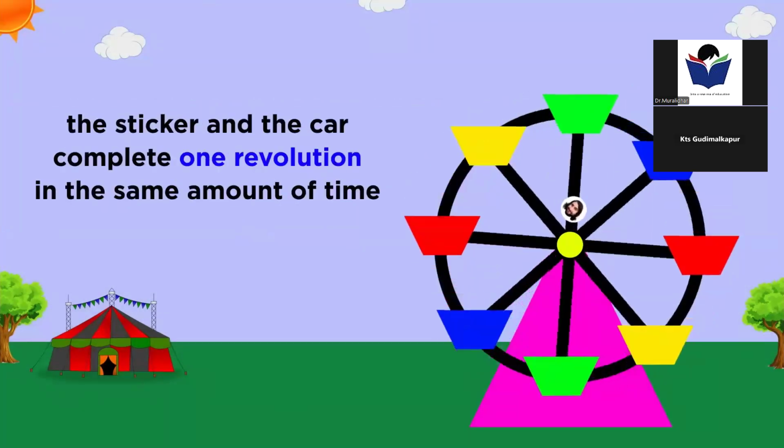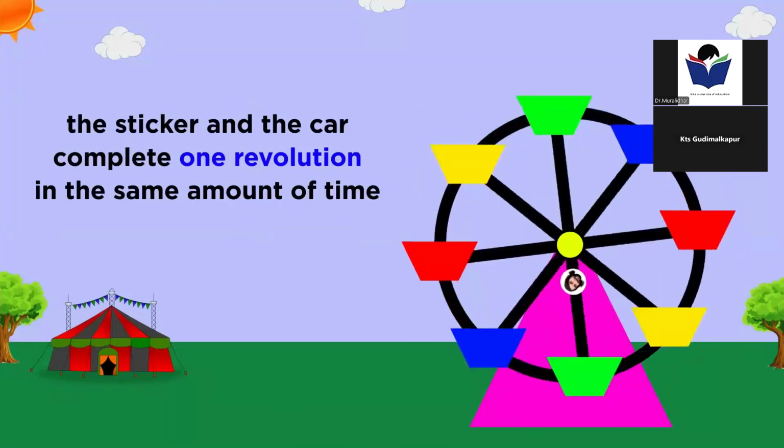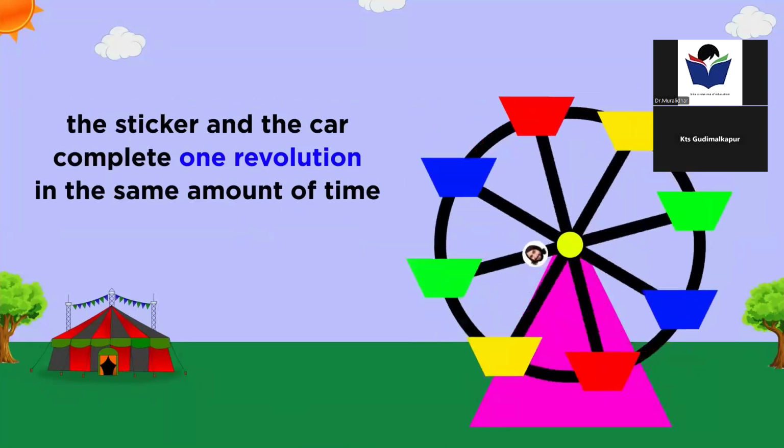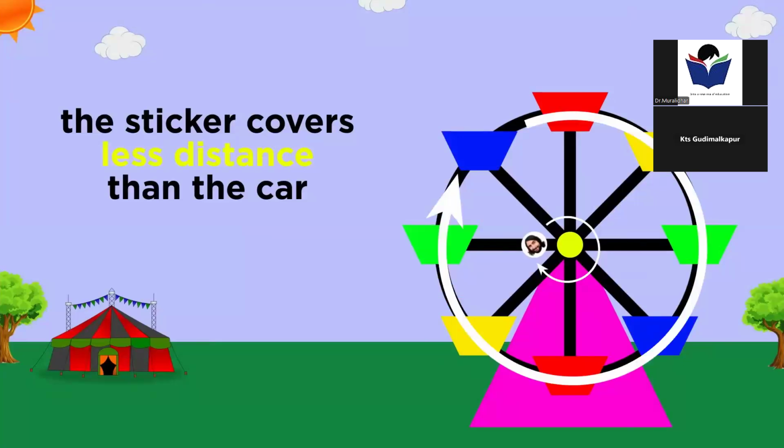If you place a sticker on the wheel very close to the center, it will complete one revolution in the same amount of time as one of the cars. But the sticker will travel just a short distance that you could trace with your finger, while the car travels much farther, all the way along the edge of the wheel.